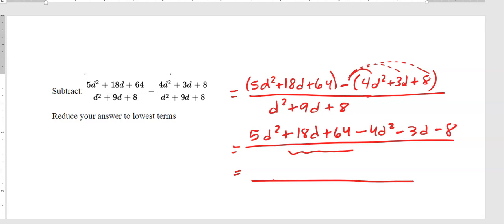Now I want to simplify my numerator. So I look for like terms. I have 5d squared minus 4d squared, and that's going to be 1d squared. So I've taken care of these. And I have 18d minus 3d, so that's going to be 15d. And then I have 64 minus 8. That's going to be, what is that, 52?